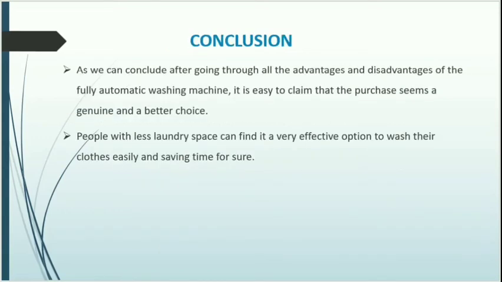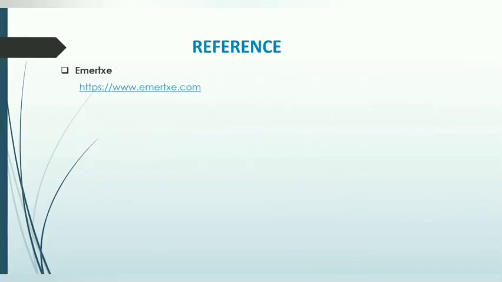Next, conclusion. What we are going to conclude is, after going through all the advantages and disadvantages of the fully automatic washing machine, it is easy to claim that the purchase seems a genuine and a better choice. People with less laundry can find it a very effective option to wash their clothes easily, saving their time for some other work. And the reference which we have gone through is the EMERTXE internship.